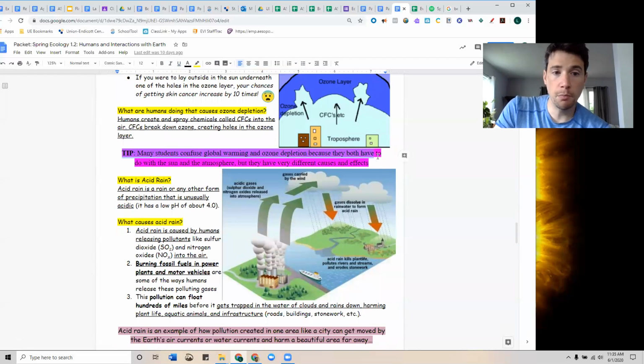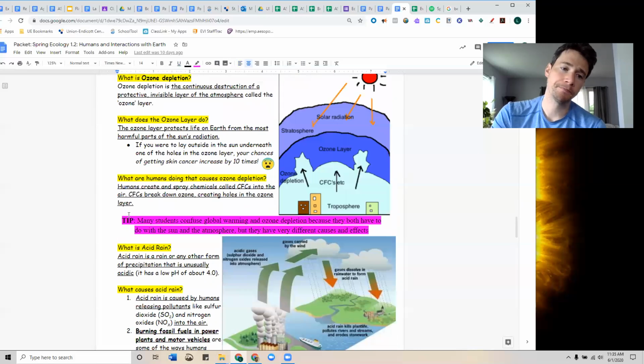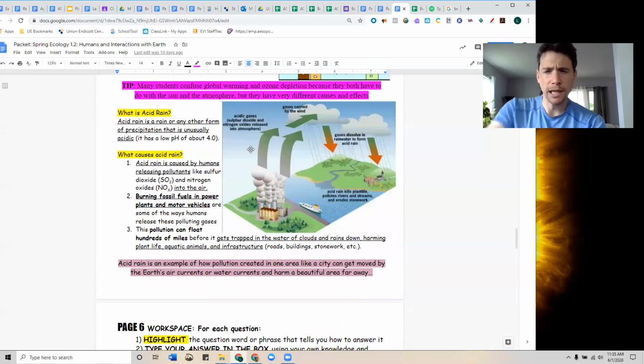So here's a tip. Many students confuse global warming and ozone depletion because they both have to do with the sun and the atmosphere, but they have very different causes and effects. So make sure that you know the difference between global warming and ozone depletion, because students confuse them a lot, okay? And then what's up with acid rain?